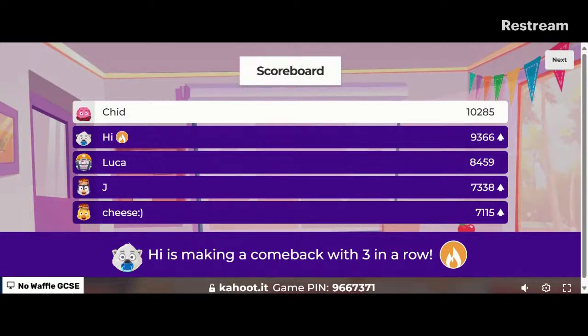Chidima is still at the top. Well done. High is making a comeback with 3 in a row. Luca is third. Jay is fourth. Cheese is fifth.